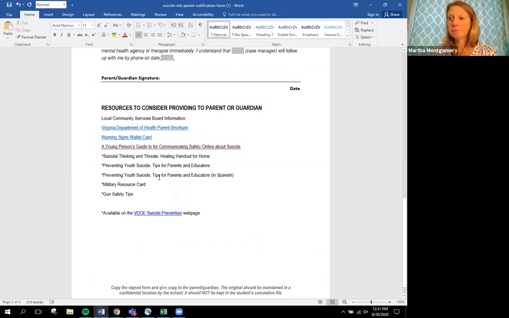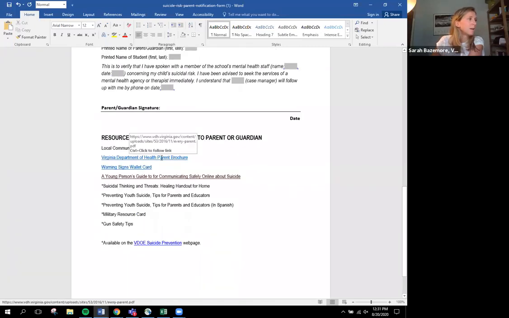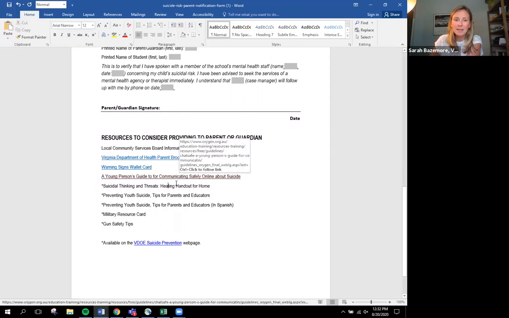And this parent brochure right here is one that I almost always gave to parents as part of it. It really covers a lot of information. So I encourage you to go ahead and print a bunch of those and have them ready to go so that you can hand them to parents. And then some of these other ones, like Martha said, are a little bit more targeted to maybe what the student disclosed during the interview.